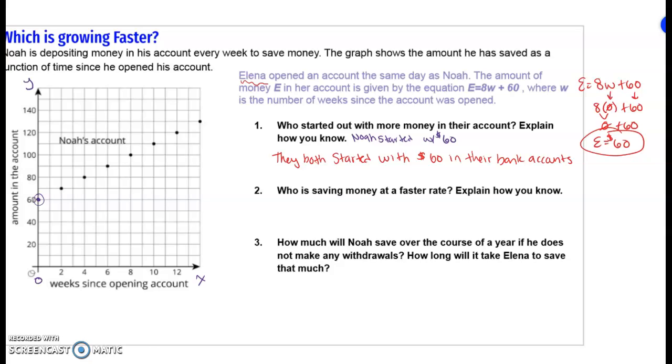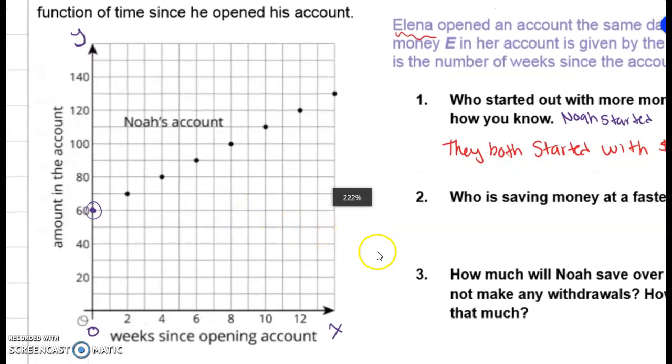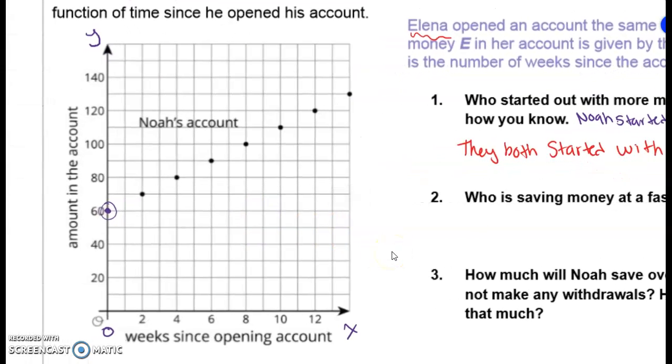Alright, so now who is saving money at a faster rate? And explain how we know. Well, what we can do, especially for Noah's, and I'll zoom in, we'll start with Noah. What we can do for Noah's is figure out the slope, how much money he's putting in each week.